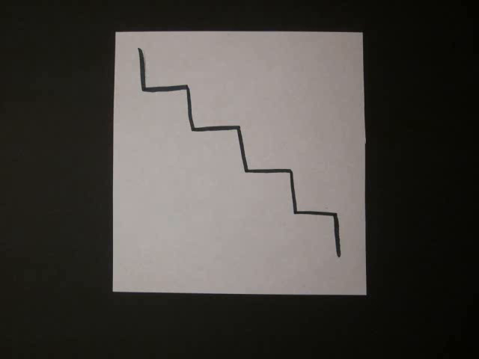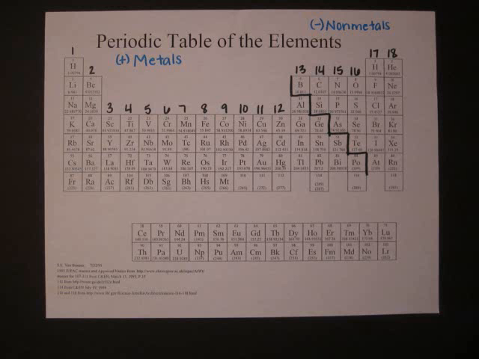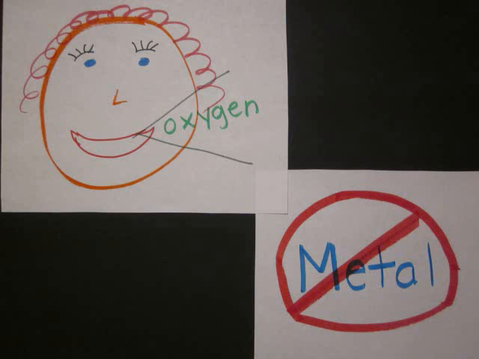The next thing you want to draw on your periodic table is the staircase. The staircase separates the metals and nonmetals. The metals are on the left of the staircase and the nonmetals are on the right of the staircase. If you ever forget which side is which, just look for oxygen and remember you are constantly breathing it in. And certainly you don't breathe in metals, so it must be a nonmetal.